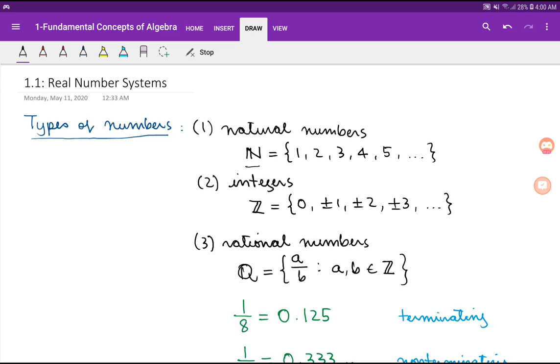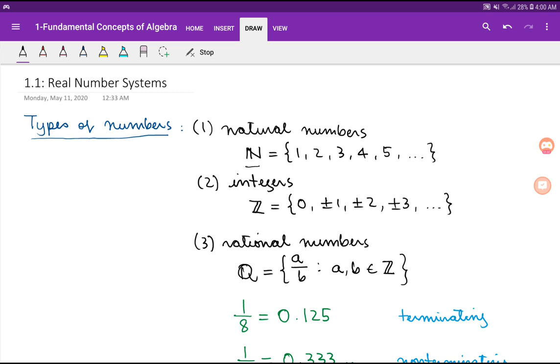Natural numbers are actually what we call the counting numbers. The counting numbers that we use to count things like 1, 2, 3, 4, 5, 10, 11. There is no number between, let's say, 1 and 2. In natural numbers, there's no such thing as numbers between 1 and 2.